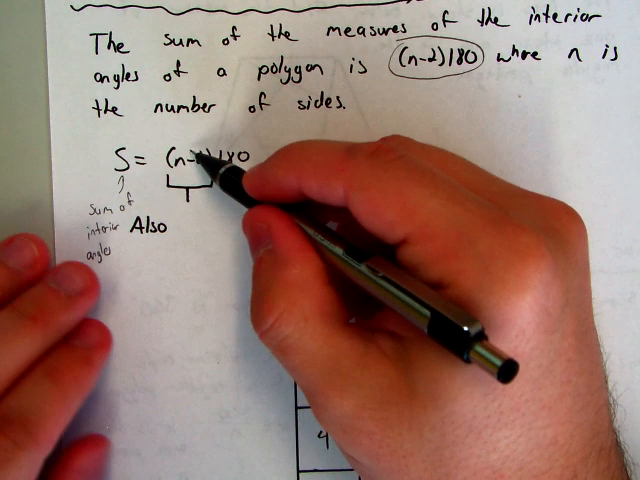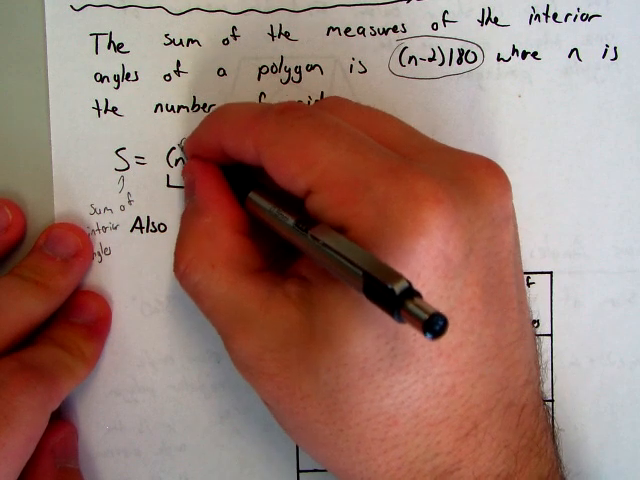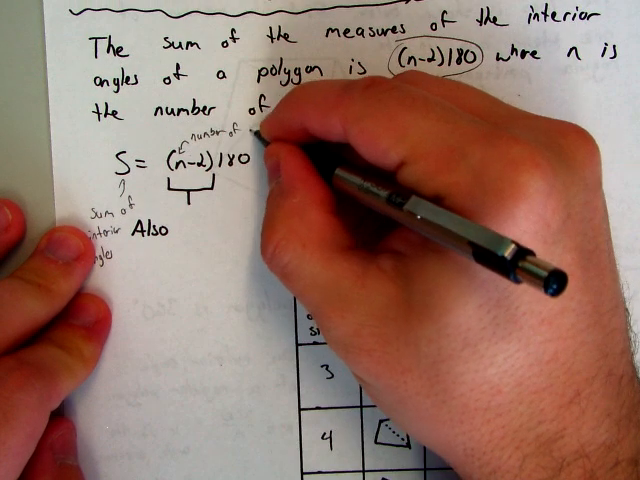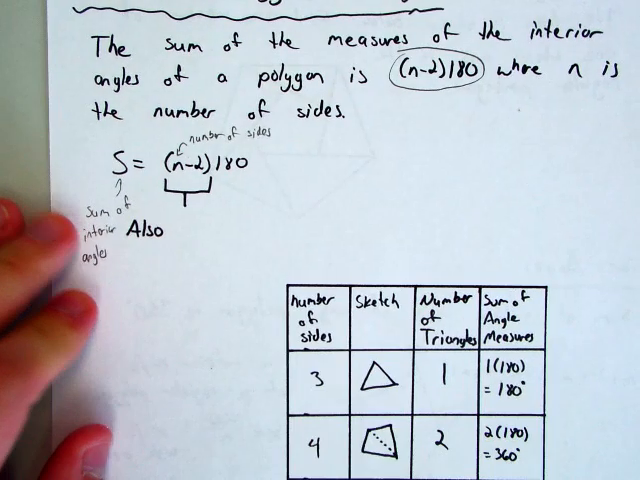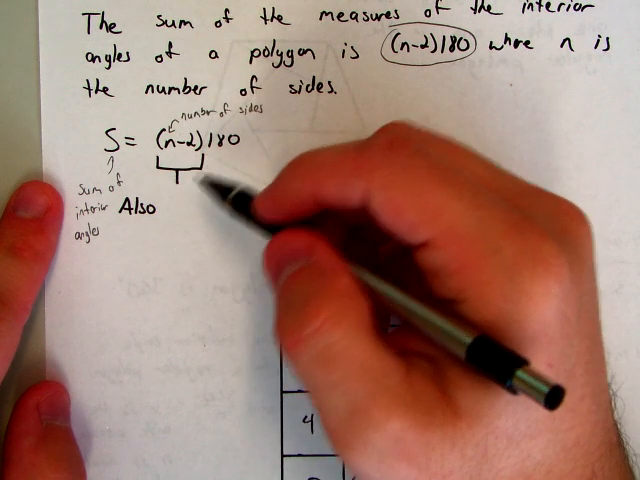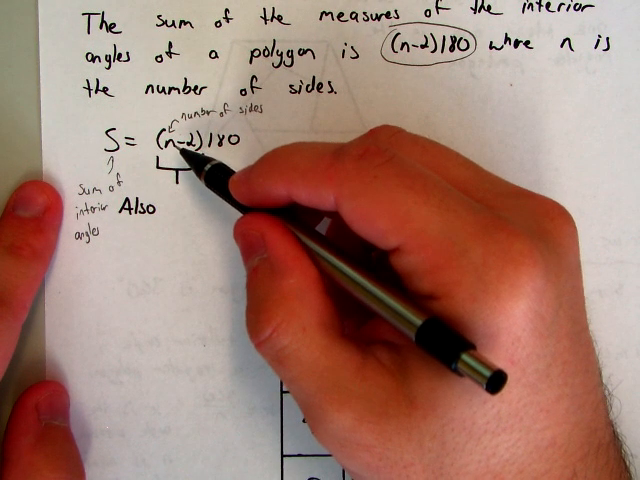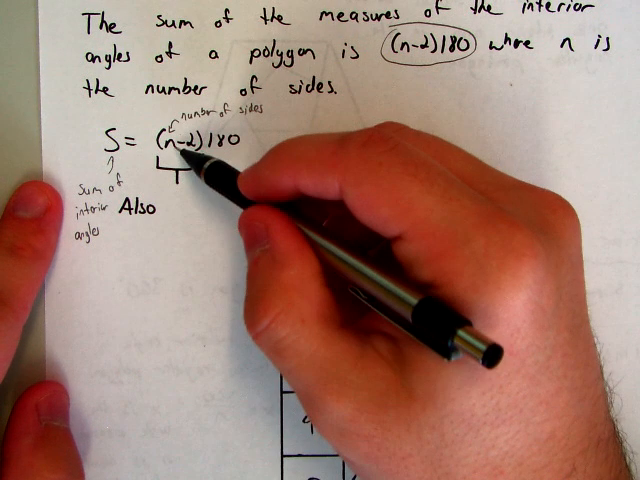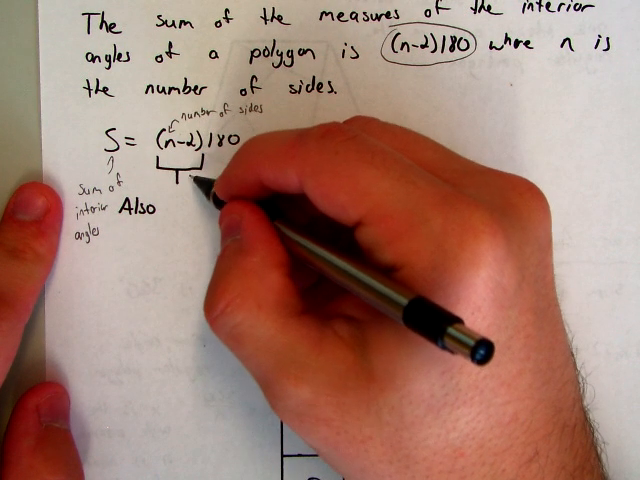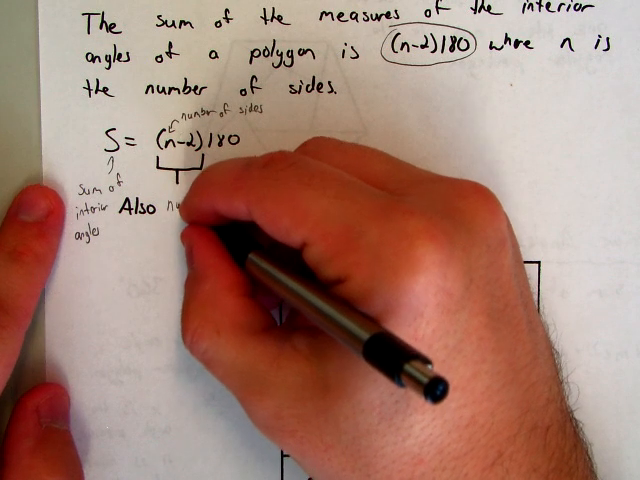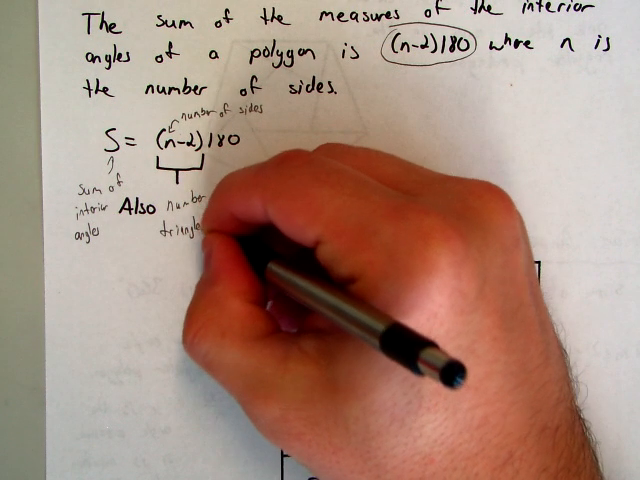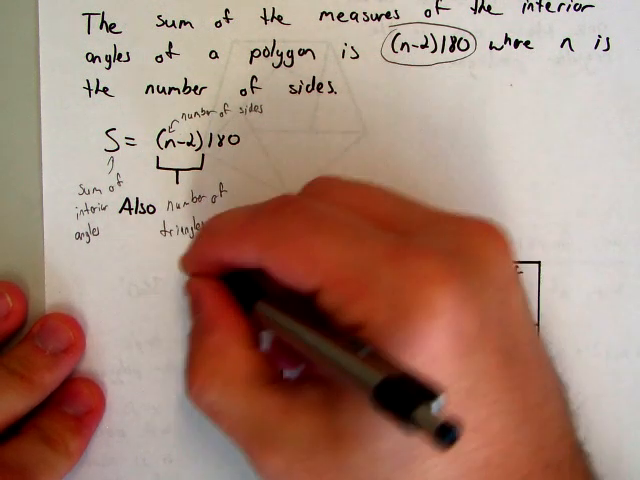Now this n minus 2, remember n is the number of sides that a polygon has. So if it's a 5-sided figure, you'd put 5 in for n. If it was a 7-sided figure, you would substitute 7 in for n. But this n minus 2, this also talks about the number of triangles that are needed to create that shape.